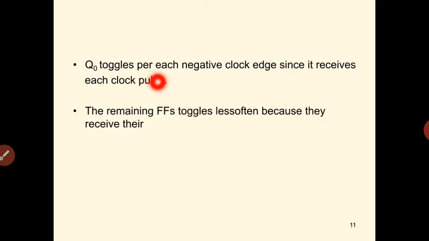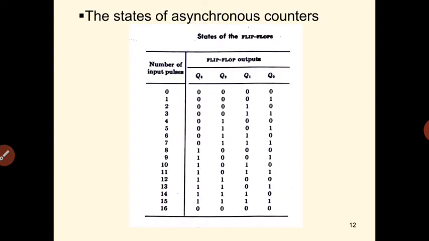So Q0 toggles for each negative clock edge since it receives each clock pulse. For each and every clock pulse applied to the first flip-flop, the Q0 output, which is nothing but the output of the first flip-flop, FF0, will be toggling for each and every negative clock edge, and the remaining flip-flops toggle less often. So these are the states of the asynchronous counter. Initially, whenever no clock pulses are applied, I am assuming the outputs are 0, 0, 0, 0, and whenever the first clock pulse is applied, the output of the first flip-flop, that is Q0, will be toggled. So previously it is 0, now it is becoming 1.